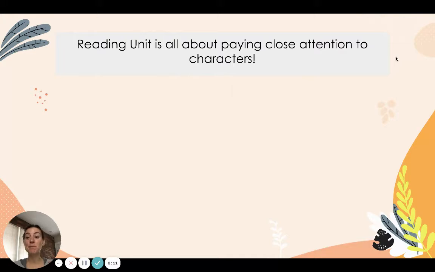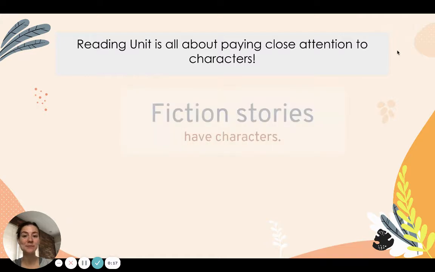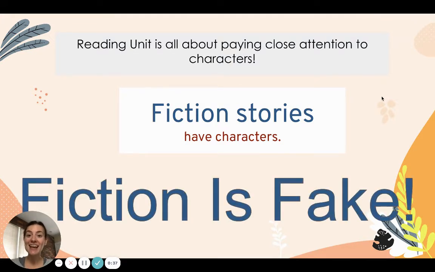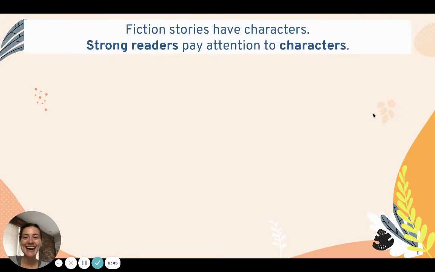Remember on Monday we started a brand new reading unit all about paying close attention to characters, okay? We know that fiction stories are the type of books that have characters. We are going to be reading a lot of fiction stories this unit because we need to pay close attention to those characters. So please remember the thing I always say, fiction is fake. That's how you know you're reading a fiction story, okay? Fiction is fake. Don't forget it. All right. We know that fiction stories have characters and strong readers pay attention to those characters.